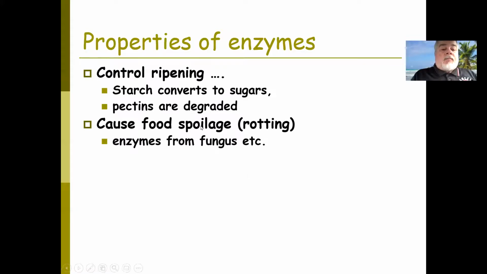Now, in this case, with rotting, they're talking about enzymes that are being excreted by the cells, the little string-like cells called hyphae from fungi. So if you've got mold on your food, how is that breaking it down? Enzymes from the other organism, the mold organism, is breaking down your lettuce or your broccoli or whatever.